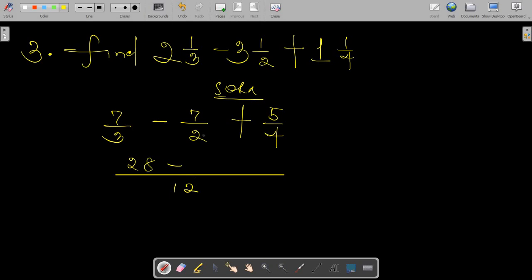Minus 12 goes in 2, we have it to be 6. 6 times 7, then it's going to be 42. Then plus 12 goes in 4, we have 3. 3 times 5, we have it to be 15.